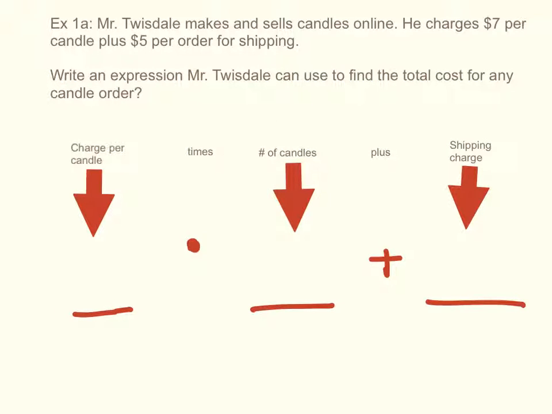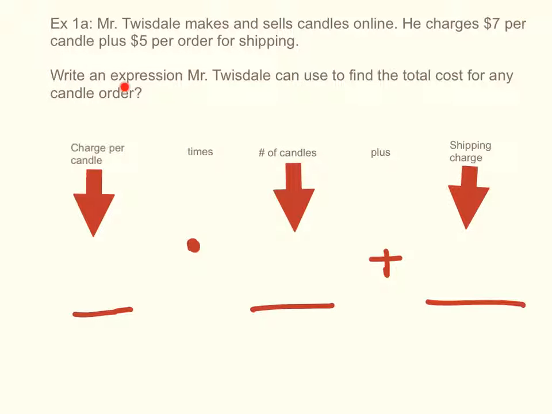So let's go ahead and get started into the actual lesson now that we've had our warm-up and our review. Here's our first example. Now you'll notice that this is example 1A. It goes on the left side of your notebook. There will be an example 1B as well, part 2. Okay, so here is the story problem. Mr. Twisdell makes and sells candles online. This is not a true story problem. He charges $7 per candle plus $5 per order for shipping. Shipping is how much it costs to mail it to the customer. So we're going to write an expression Mr. Twisdell can use to find the total cost for any of his candle orders.